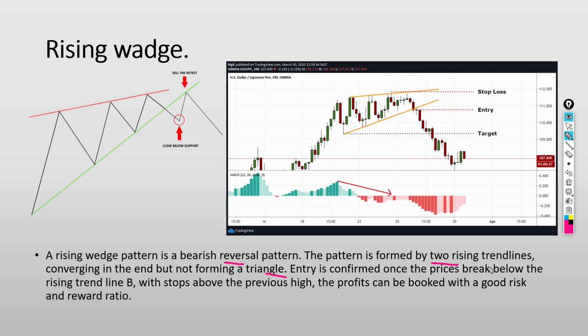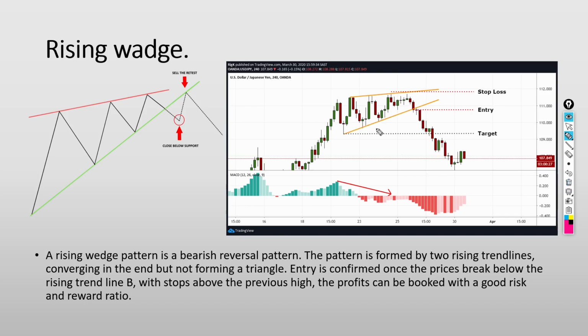The entry is confirmed once the price breaks below the rising trend line, with the stop being above the previous high. Then profits can be booked with a good risk reward ratio. So we are saying that in a rising wedge, we form two rising trend lines which converge but do not meet at the current market price. So this is where the current market price was. After the break below this lower trend line confirms the pattern, you enter your short trade.